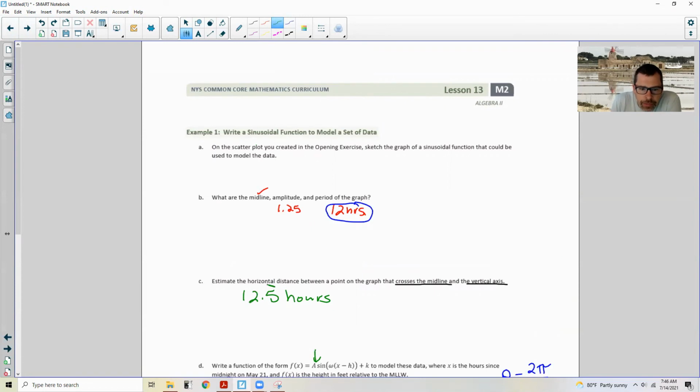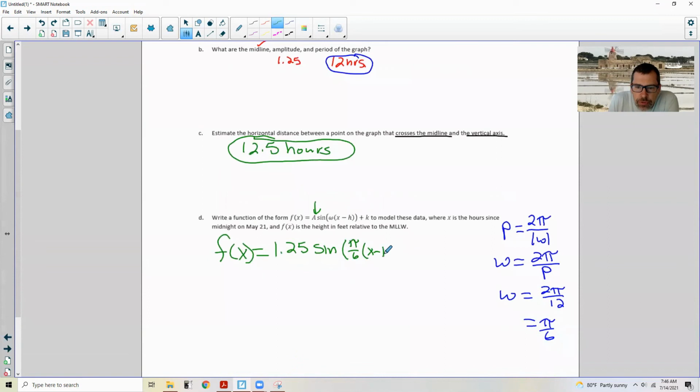Okay, and that is this right here. The horizontal distance between a point on the graph that crosses the midline and the vertical axis. Let's just say it's 12.5 hours. So it's 12.5 plus some k. Well, k is our midline, and our midline was 1.25. So here is the equation of our sinusoidal function that represents the height in feet of the tide.